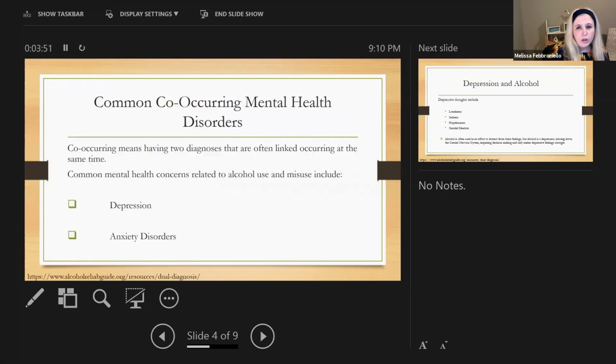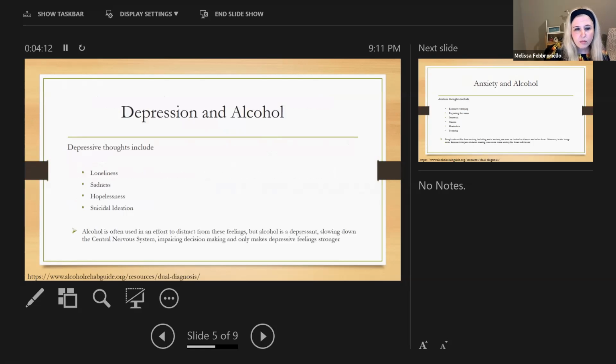So these are some common co-occurring mental health disorders, and co-occurring means having two diagnoses that are often linked, occurring at the same time and working in tandem together. Some of the common mental health concerns related to alcohol use and misuse include depression and anxiety. There are others, but those are two big ones that we're going to touch upon.